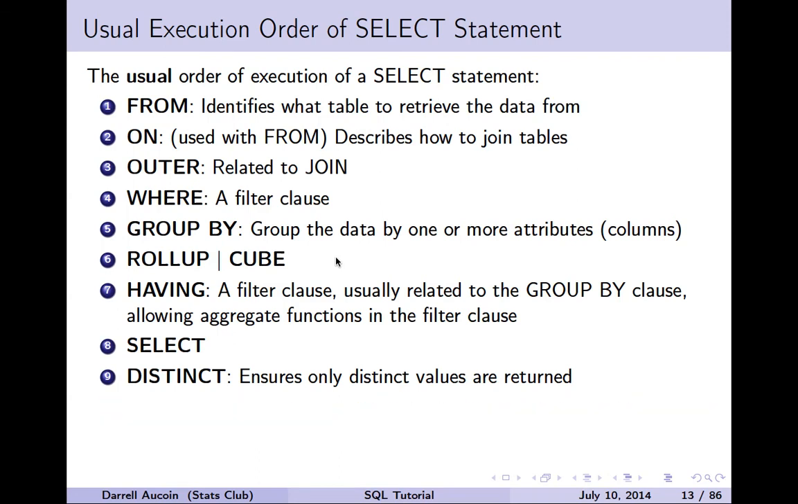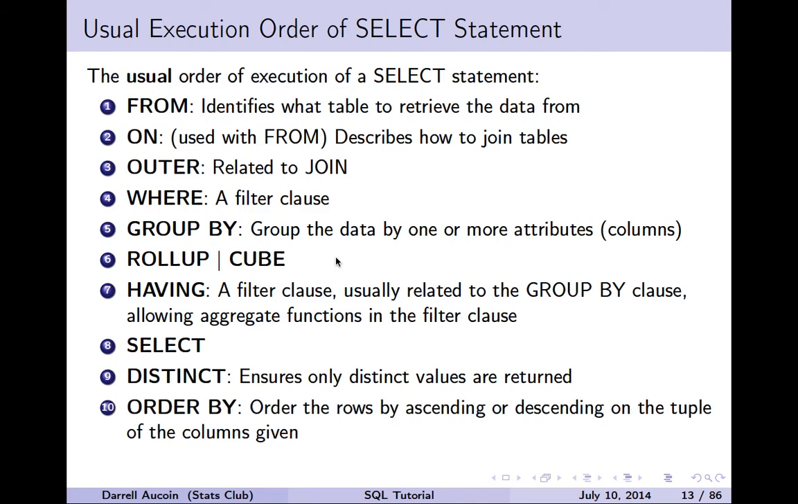It eliminates everything but one distinct value for each row you have specified in the select statement. Then ORDER BY orders the rows by ascending or descending value depending on the tuple, and then LIMIT, which basically says I want the first 5 or the first 500 of my rows.